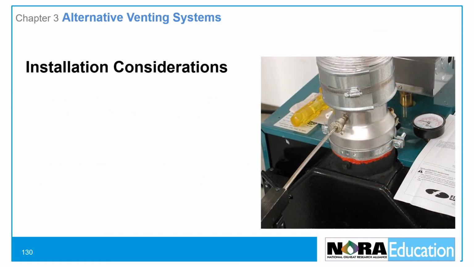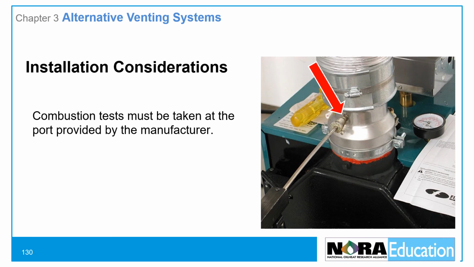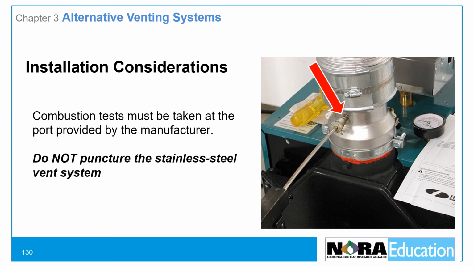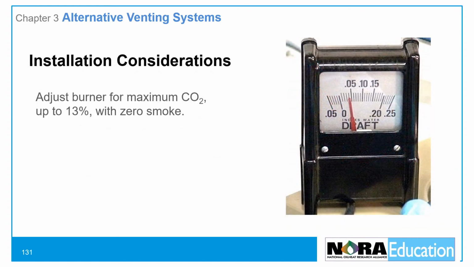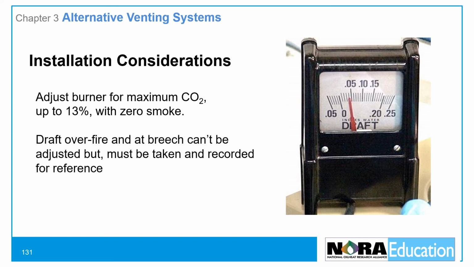Combustion tests must be taken at the port provided on the unit by the manufacturer. Do not puncture the stainless steel vent tubing. Adjust the burner for the highest carbon dioxide, but no more than 13% while maintaining a 0 smoke spot. Pressure or draft over fire and inflow cannot be adjusted. However, draft and/or pressure measurements must be taken in these two locations and recorded for reference.